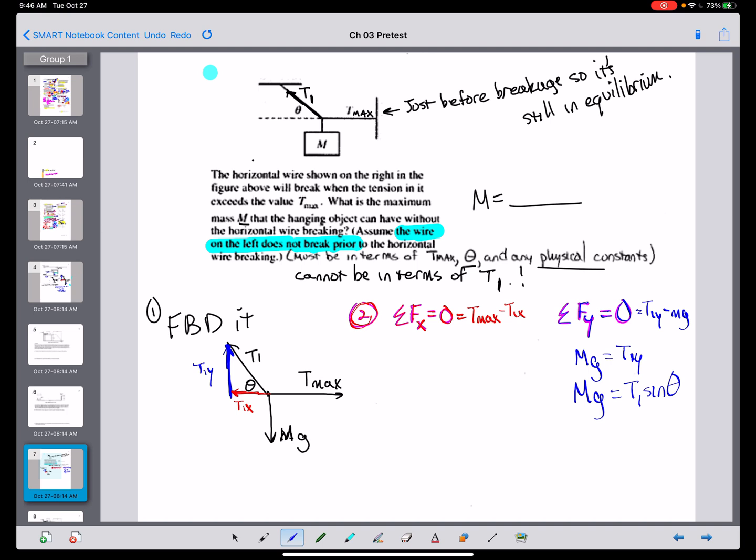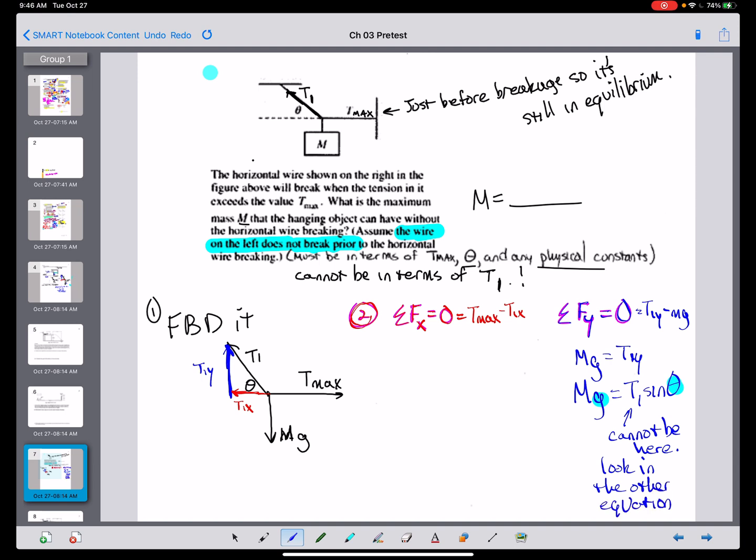Now we have m in terms of a physical constant and theta, as it was requested, but we have T1 in there. We got to get rid of T1. So how do we get rid of T1? It cannot be here. So what do we do? Look in the other equation.